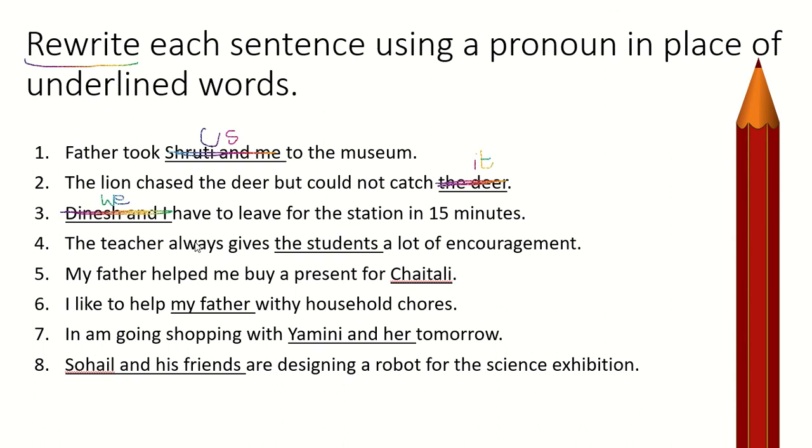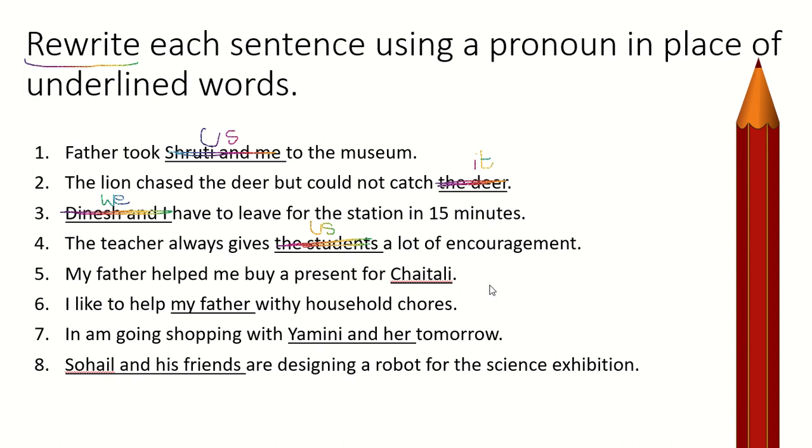The teacher always gives the students a lot of encouragement. Okay? The teacher always gives the students a lot of encouragement. So students, again plural, इनको मिल रहा है. Okay, they are getting something, they are receiving, so it is going to be us. The teacher always gives us a lot of encouragement.